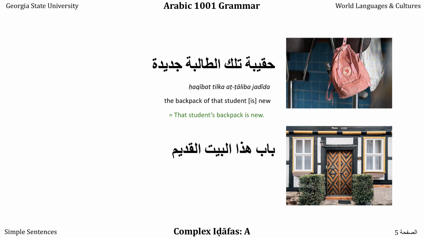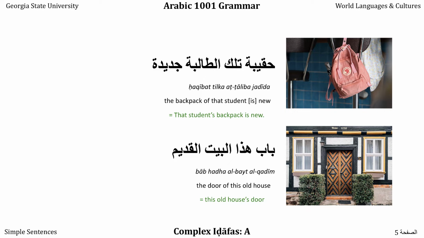We can look at the door and say bab hadha al-bayt al-qadim. All the words here are definite. Bab is definite because it is owned. Hadha is definite because it is a demonstrative. Al-bayt is definite because of alif lam. So is al-qadim. So we know that this is a phrase, not a sentence. The word al-qadim modifies al-bayt, not the bab. It is the house here that is old, not the door, because this is a phrase. So the door of this old house or this old house's door.